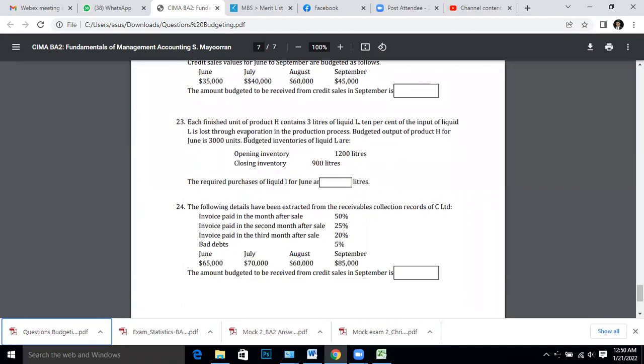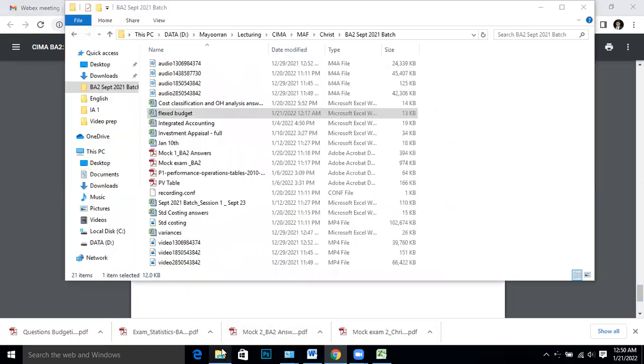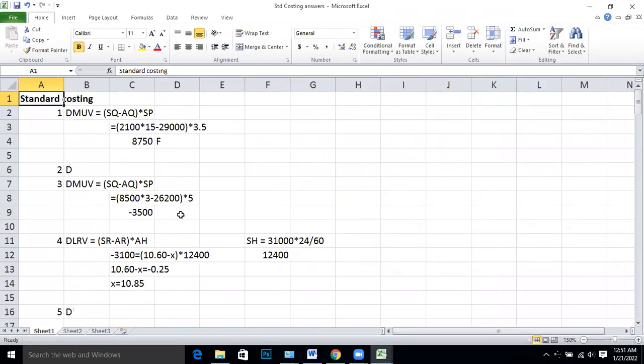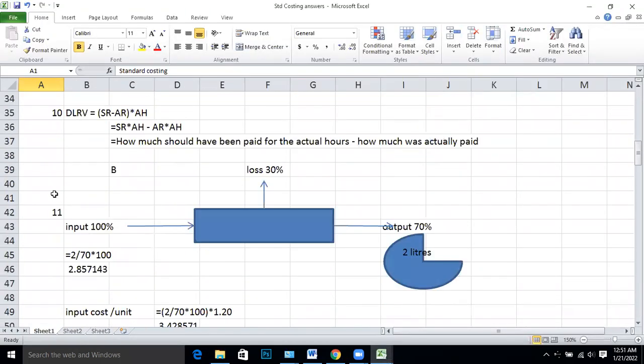Each finished unit of product H contains 3 liters of liquid L. 10% of the input liquid L is lost through evaporation in the production process. Budgeted output for product H is 3000 units. So see, I have done one question like this in standard costing also. Output contains 3 liters. Let me show you that question version. Standard costing. Look at this one.